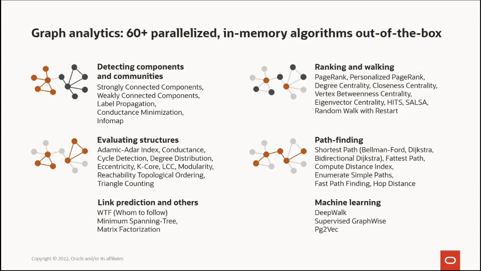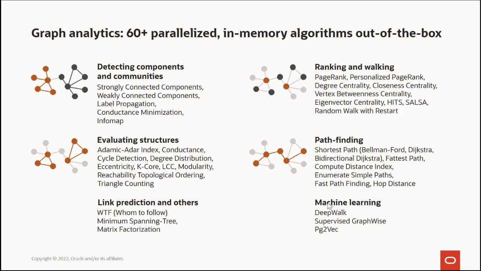And here are some examples of the over 60 algorithms that I was talking about. We have different categories here. The ability to detect communities, so you have many different kinds of community detection algorithms. Ranking and walking is to find out important nodes in a graph. PageRank is by far the most popular. And there are other examples, like betweenness centrality, which will find out the vertices through which many of the shortest paths in a graph flow. In other words, if you remove that particular vertex, your graph might become disconnected.